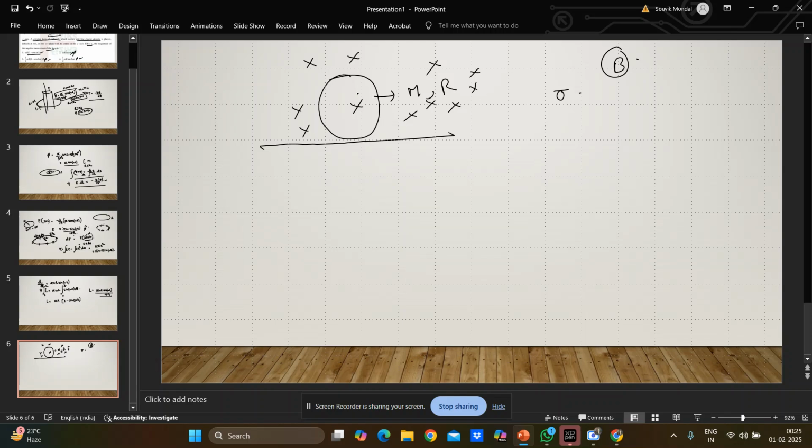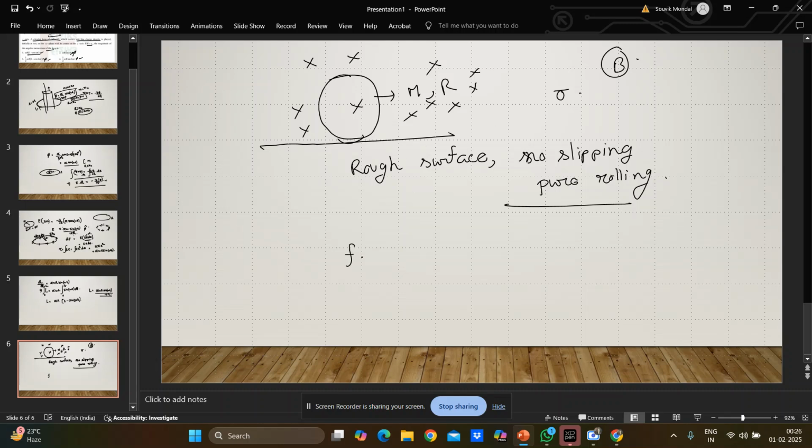It is moving on a rough surface such that it is not slipping: no slipping, pure rolling. So you are given that condition, and you can use it. Now suppose you have to calculate the value of the frictional force acting on it.